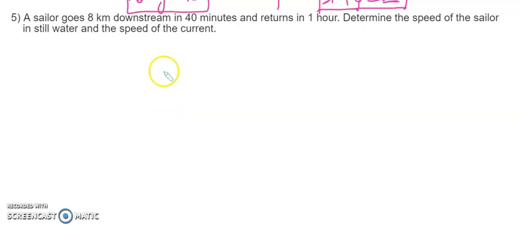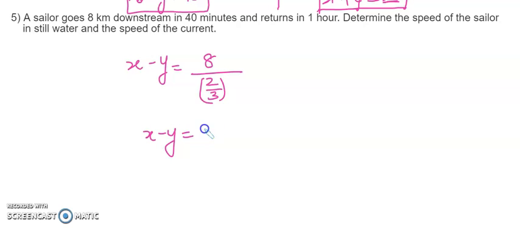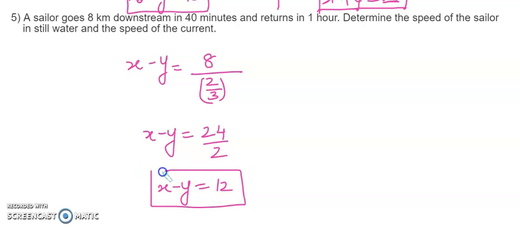Downstream 8 kilometers 40 minutes. Okay, so x minus y is equals to 8 kilometers 40 minutes will be 2 by 3 because 40 upon 60, which is 2 by 3 hours. Okay. When you change it, you'll get x minus y is equals to 24 by 2, which is x minus y is equals to 12. That's the first equation. Okay.